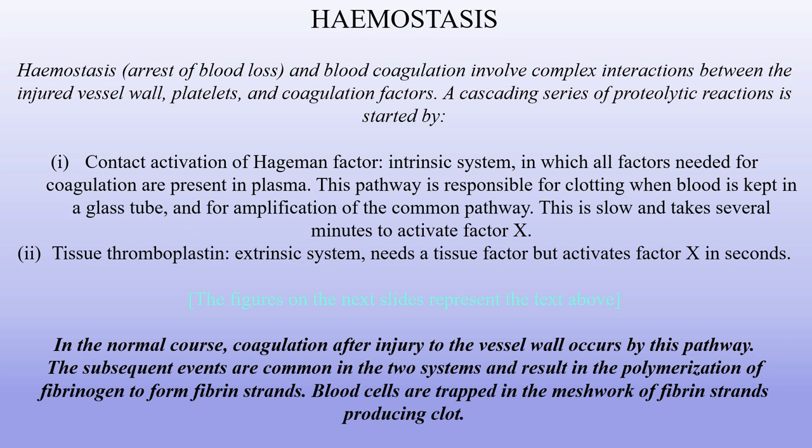The figures on the next slides represent the text above. In the normal course, coagulation after injury to the vessel wall occurs by this pathway. The subsequent events are common in the two systems and result in the polymerization of fibrinogen to form fibrin strands. Blood cells are trapped in the meshwork of fibrin strands, producing a clot.